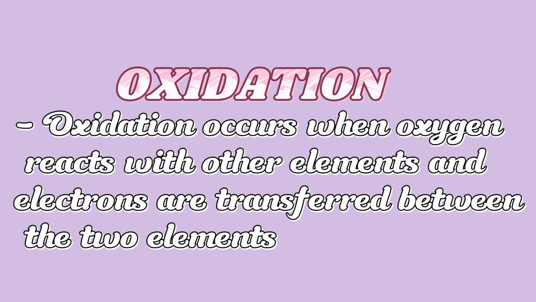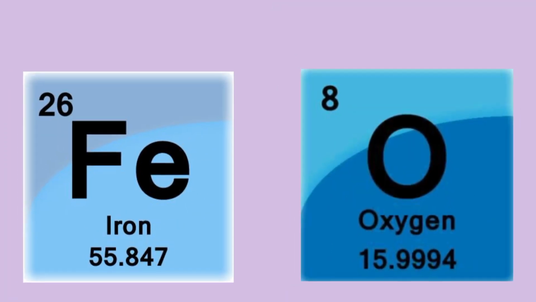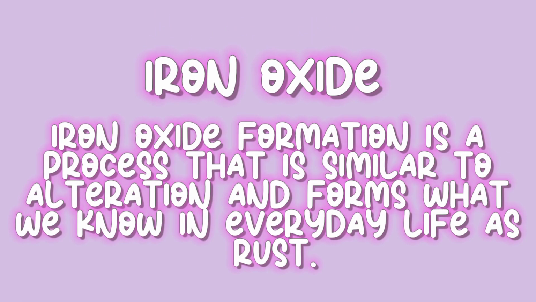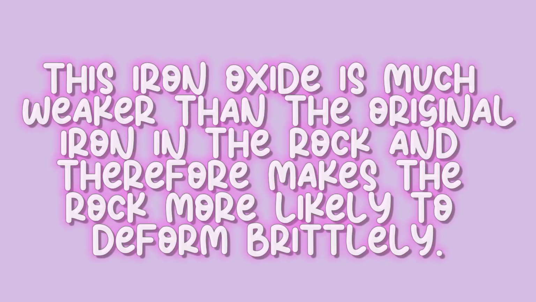Oxidation occurs when oxygen reacts with other elements and electrons are transferred between the two elements. An example of oxidation is when oxygen reacts with iron to form iron oxide. Iron oxide formation is a process that is similar to alteration and forms what we know in everyday life as rust. This iron oxide is much weaker than the original iron in the rock and therefore makes the rock more likely to deform brittly.